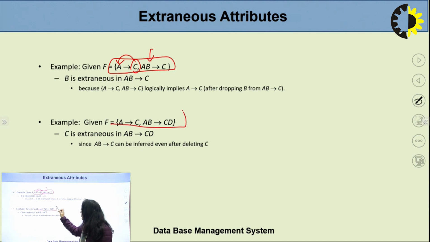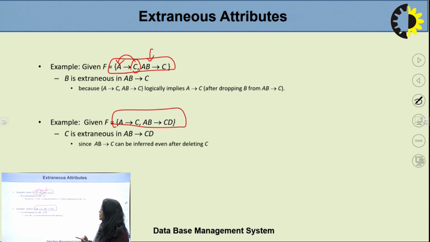Here, let's check what can be removed. So here nothing can be removed. Here we can check if something can be removed. So what we are saying is C is extra here. Why do we say that C is extra here? Because the functional dependency A tends to C says that C can be determined from A. Right, C can be determined from A. So if we write here AB tends to C, the C can be determined from A. So this is extra. Why write it? Because it is written here already.